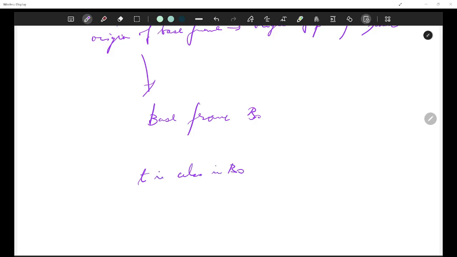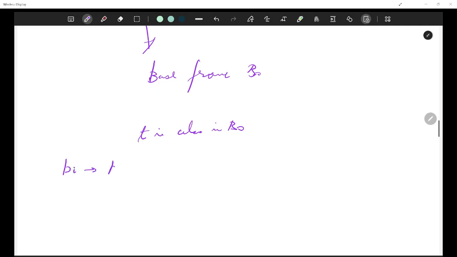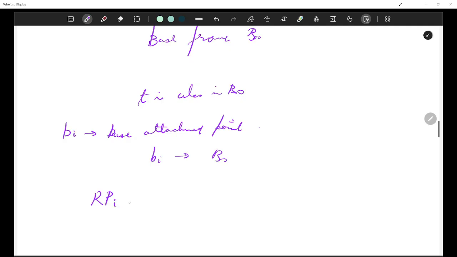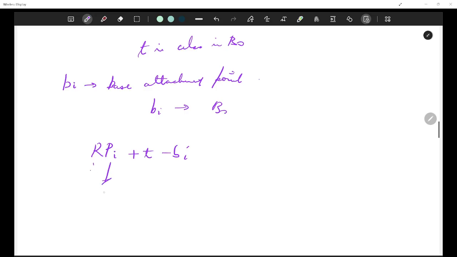What is BI? BI is the base attachment point that is fixed in base. So naturally BI is defined in B naught. Putting it all together, what we get is R PI plus T minus BI, right? Take PI in platform frame, rotate it into the base frame by using the rotation matrix, add translation T to it and subtract the base point BI, which is also in the base frame.